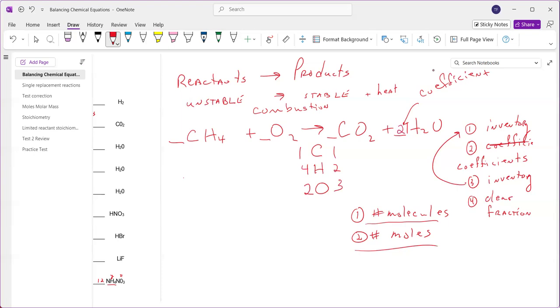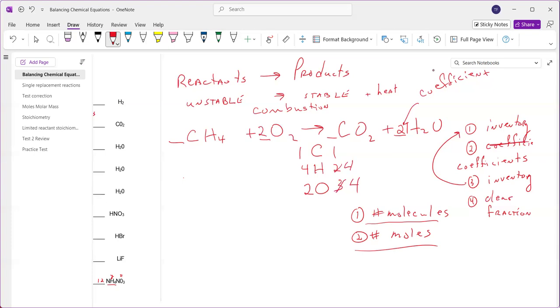Now, once we change the coefficients, we have to do inventory again. Okay, so we've got 4 hydrogens now. We've got 2 and 2 oxygens, so that's 4. And over here on the left, we still have 2 oxygens. So what are we going to do now? We're going to add another oxygen, but we're not going to add it. We're going to change the coefficient to 2.